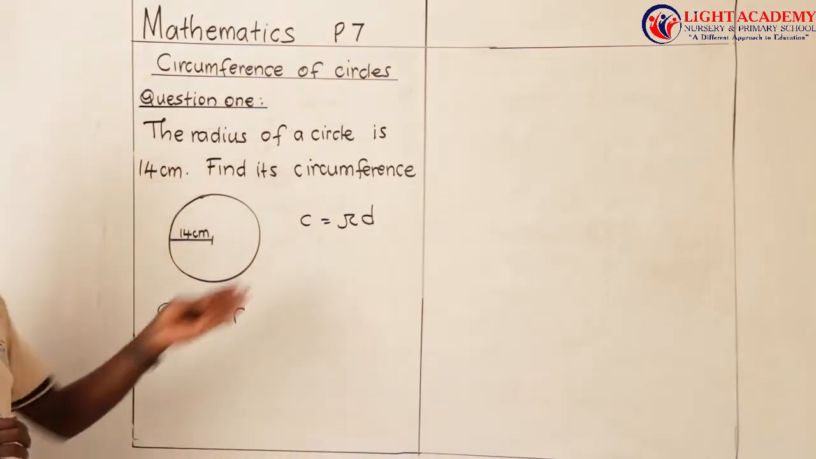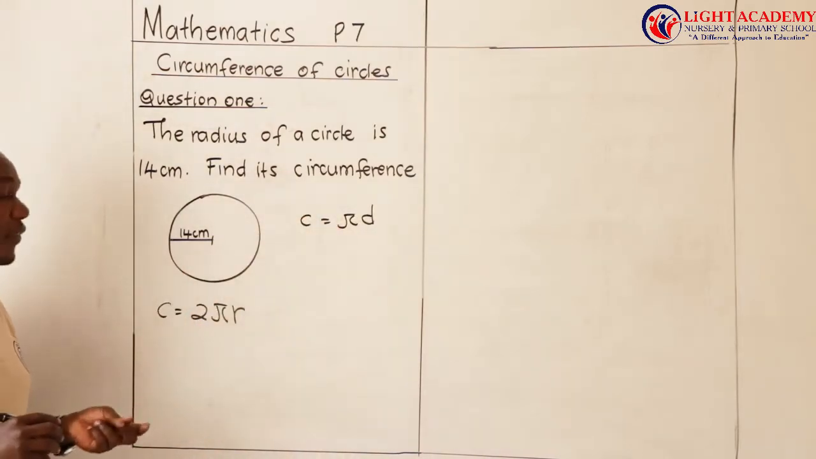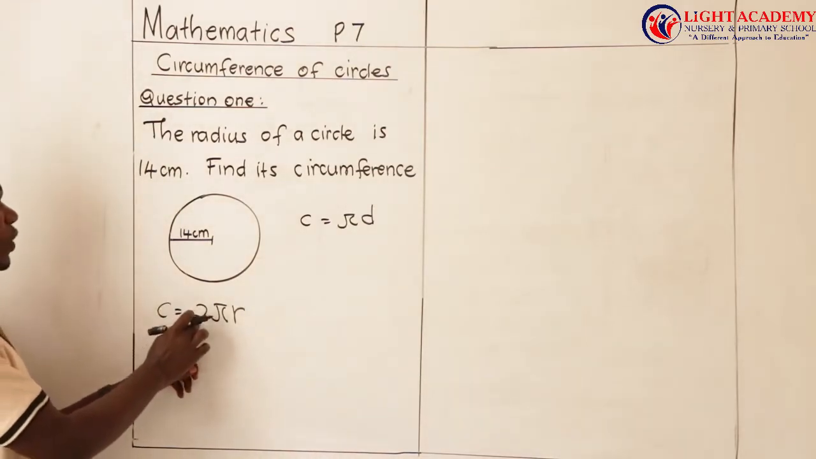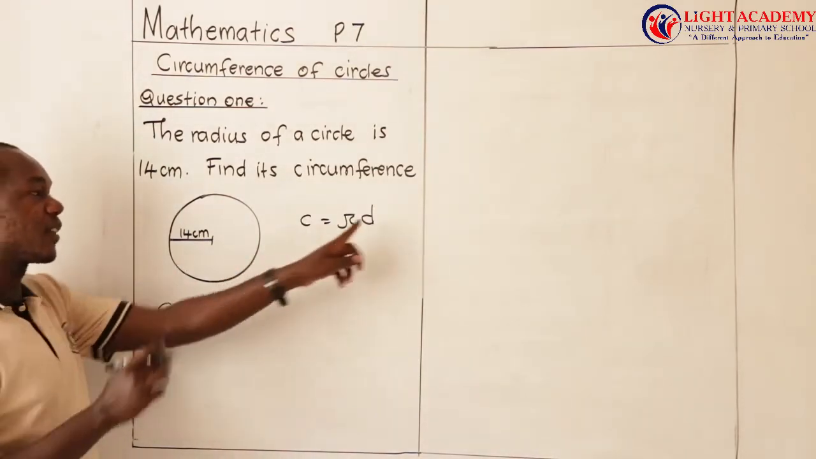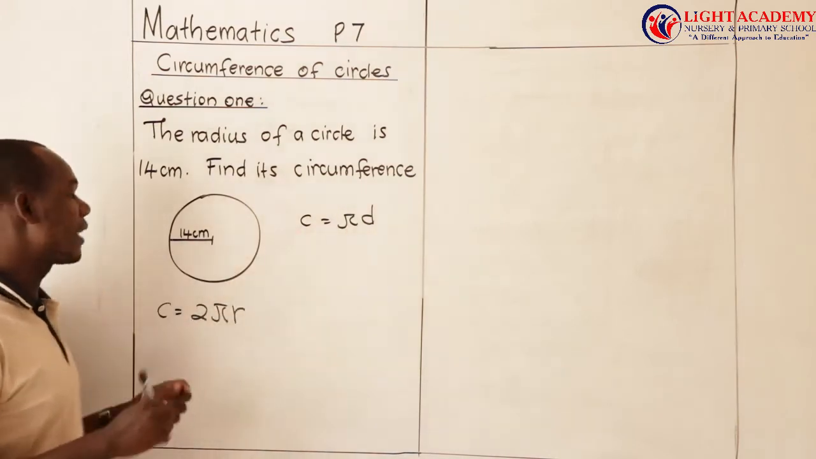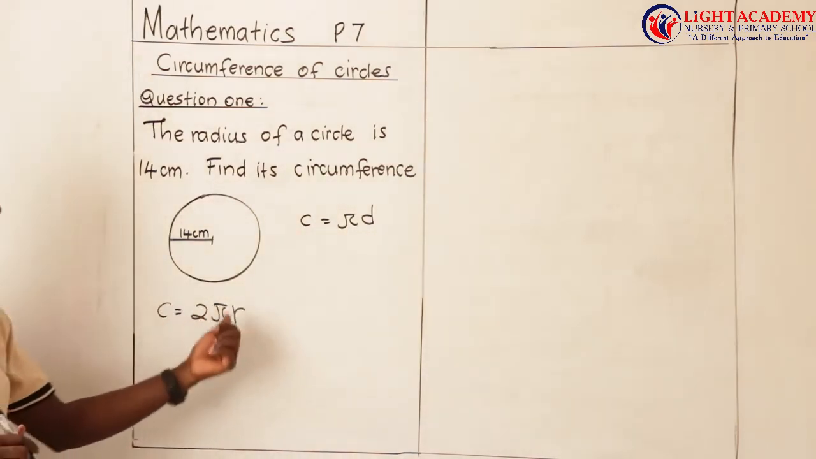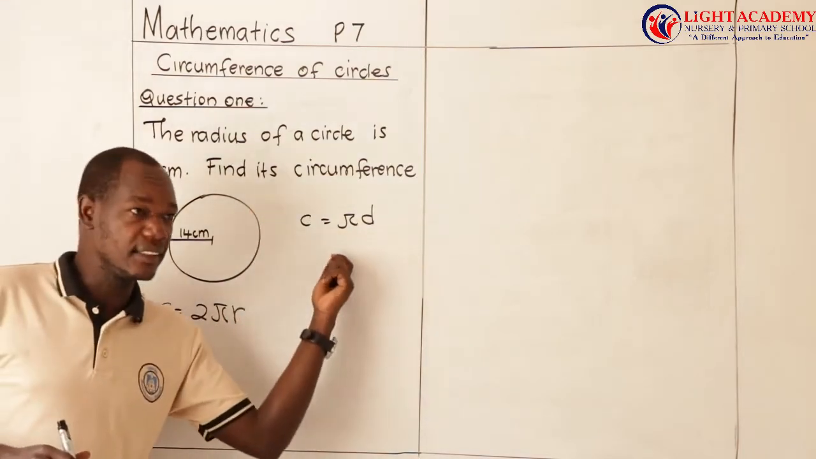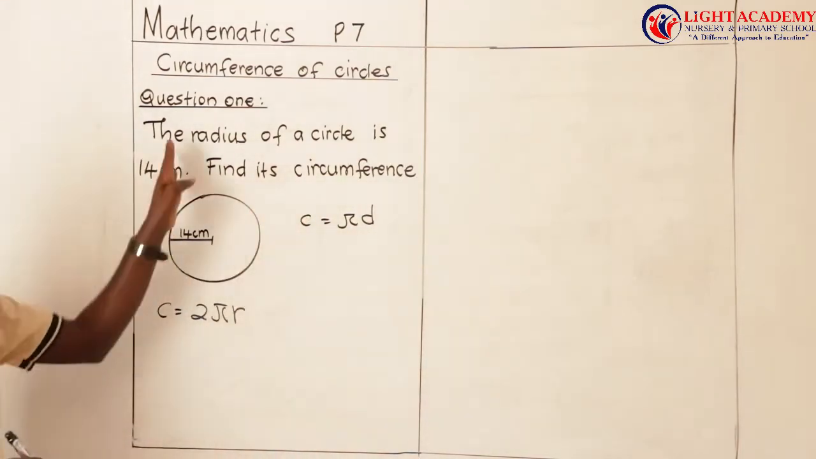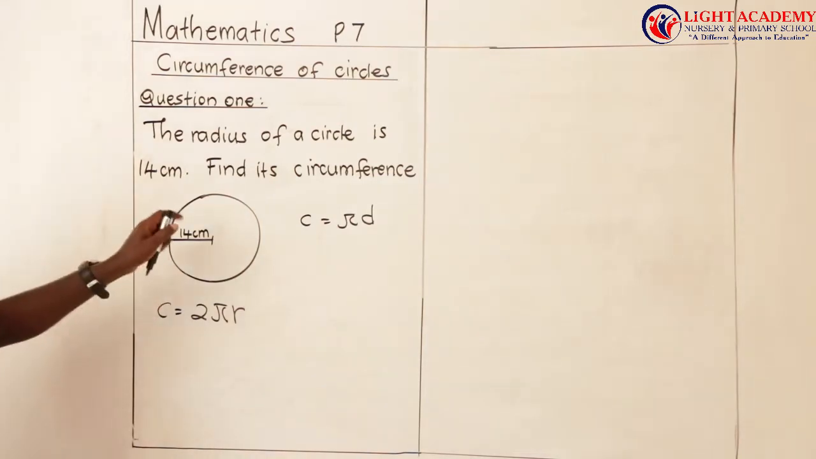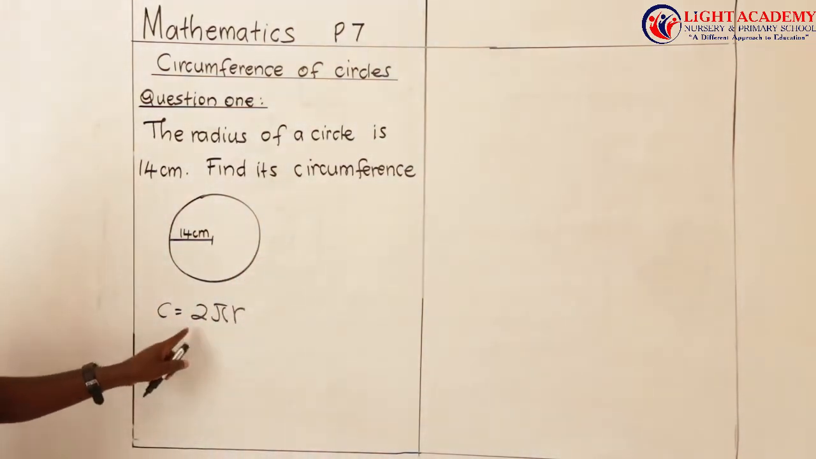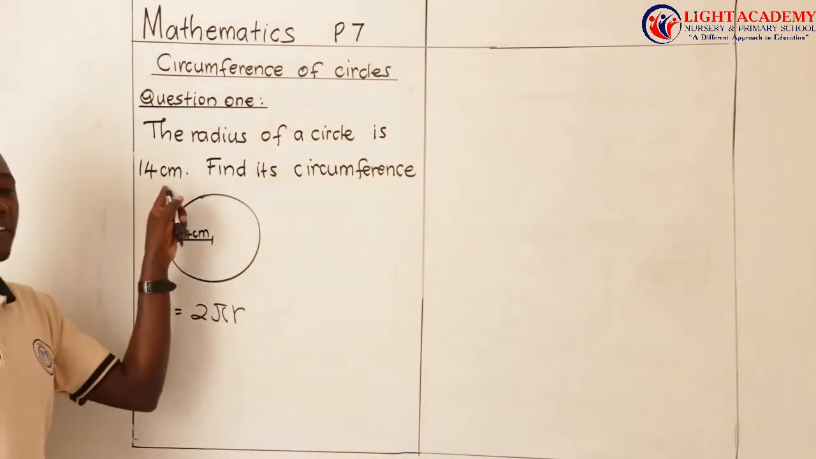Now when you look at this, you might look at them as if they are different, but all these are the same. Because if I multiply 2 times radius, I get diameter. So somebody can say circumference equals 2 pi r, or circumference equals pi d. So you can use any of the two depending on what they have given you. So in our number 1, we are going to use this formula of 2 pi r. Reason being, they have given us the radius.